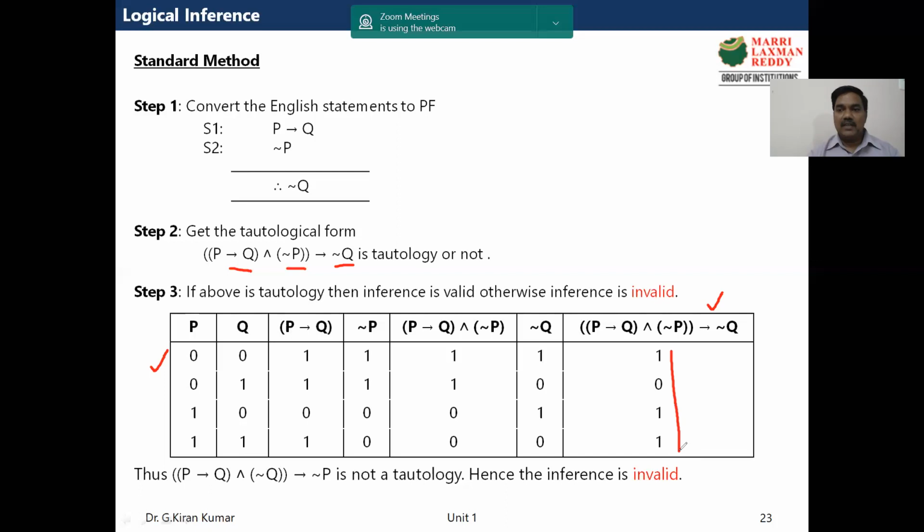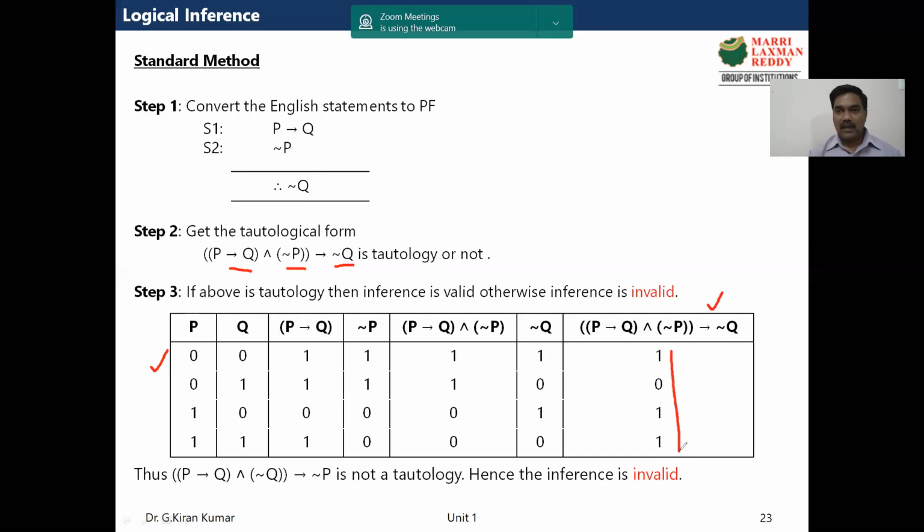So let me repeat the 3 steps. What are the 3 steps? Step 1: you convert the English statements to propositional functions. Step 2: once you convert into propositional functions, get the tautological form. How do you get the tautological form? Statement 1 and statement 2 and so on, statement n, whole implies conclusion. Then you get a big propositional function. For that propositional function, you construct the truth table and see whether it is a tautology or not. If it is a tautology, the given inference is valid. Otherwise, it is invalid. In this case, after constructing the truth table, we understood that it's not a tautology.